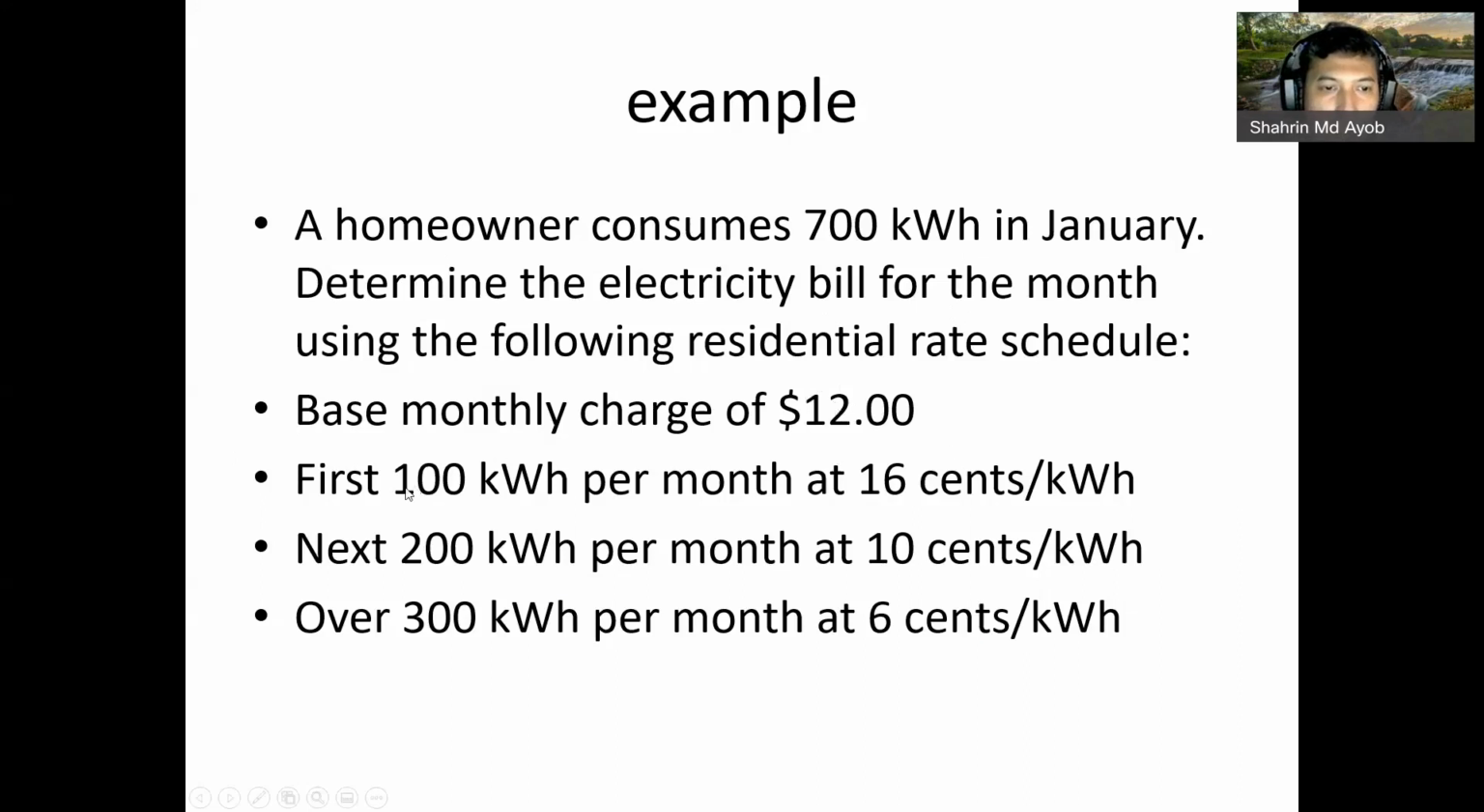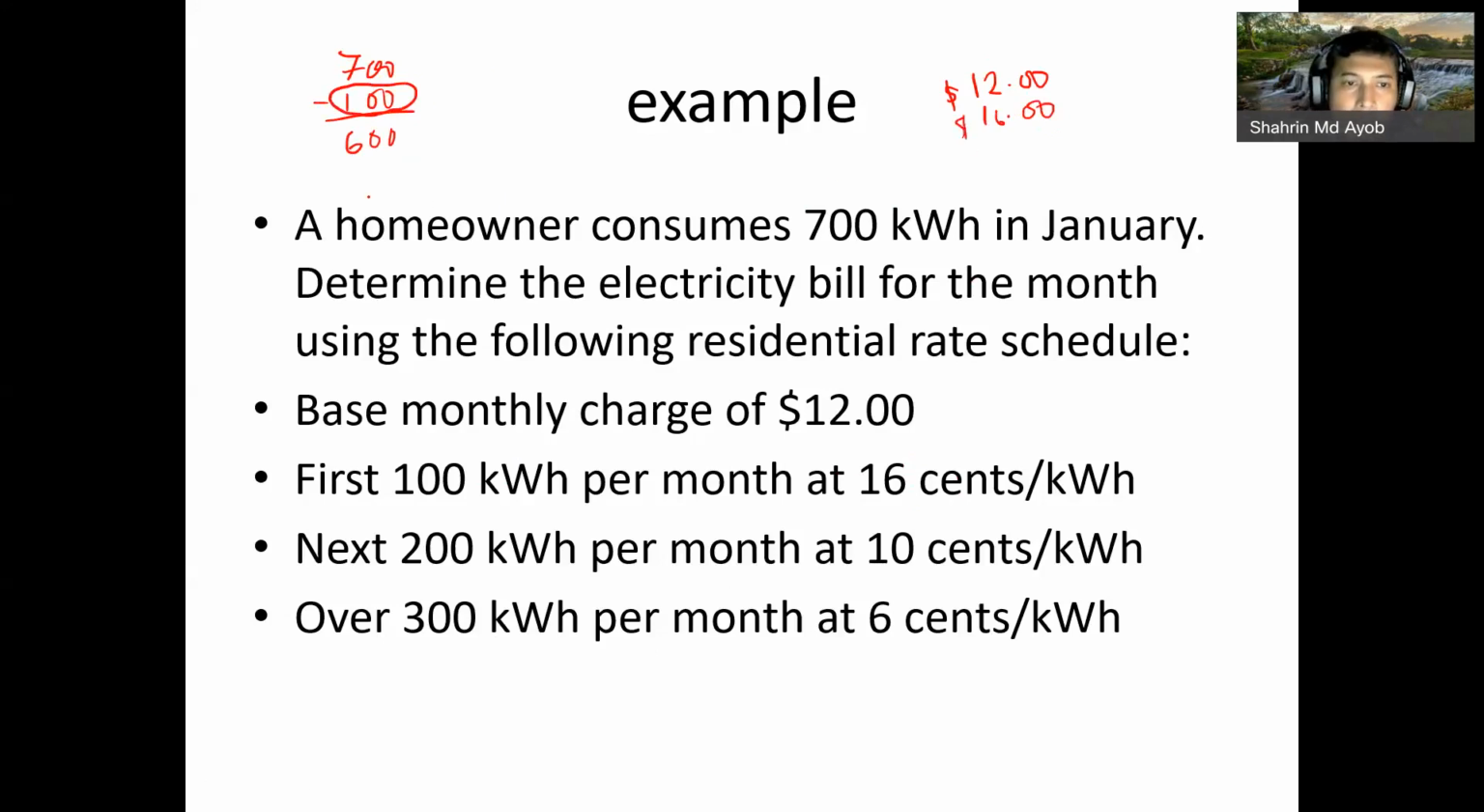$12. And then the first 100 kilowatt hours of energy will be charged based on this rate, the next 200 at this one, and over 300 at this one. So right now, the basic bill will be charged $12. And the next is the first 100 kilowatt hours. So 700 minus 100, the balance is another 600. This one, we have 100, so you need to multiply with 60 cents. So it will be $16.